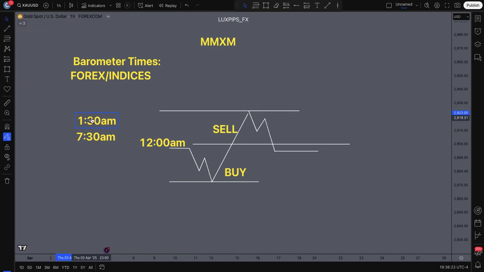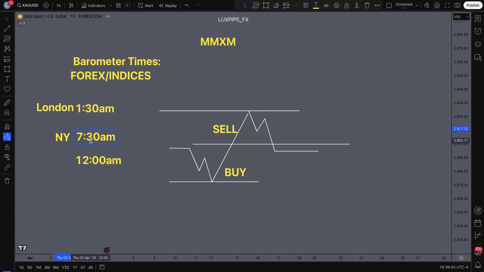So obviously, the 1:30 a.m. you want to be using during London session. You want to be using the 7:30 a.m. in New York. So you can just swap these out and use the same method of using these barometer times. Hope you're writing this all down.